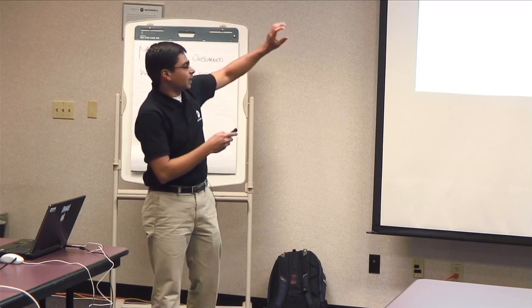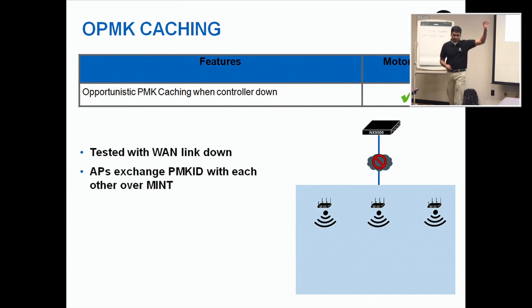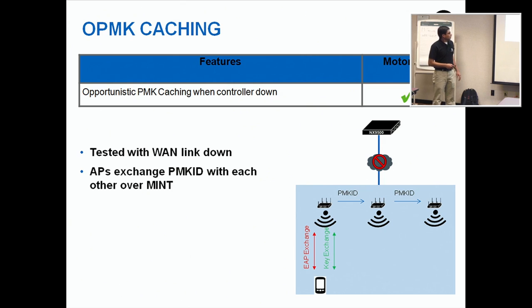So this is how we do it, PMK caching, right? So you have a site. Assume that your WAN is down. Your controller is at the NOC, but assume that your WAN is down, and assume that locally you do PSK, or you do a local RADIUS server, for the sake of argument here. Client 1 comes in. He does an EAP exchange. He does a key exchange, and at that point in time, AP1 sends its PMK ID to all the other APs through Mint, right?